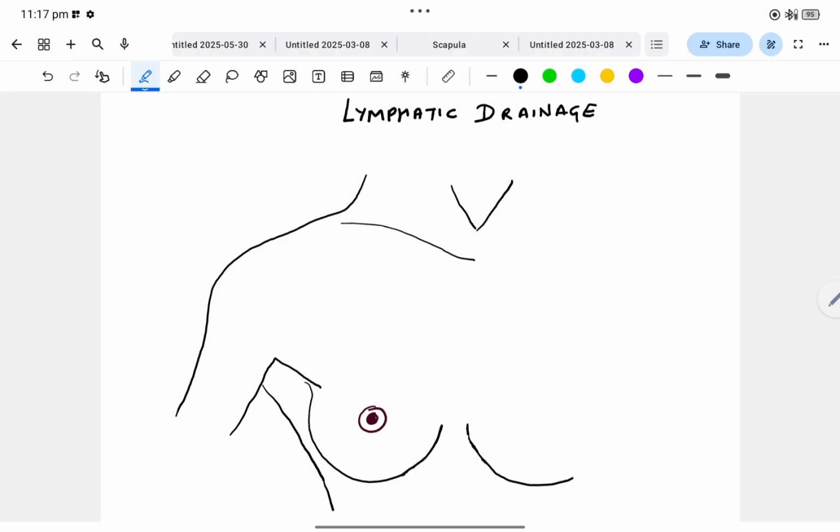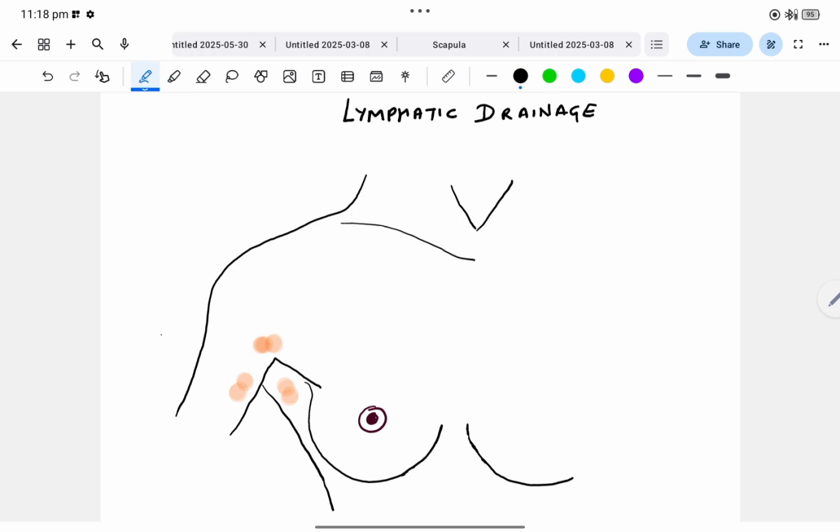Now we will see where the lymph nodes present around the breast are. So let's draw all the lymph nodes present. So this one is the central axillary lymph node. This one is the lateral axillary lymph node. This one is the posterior axillary lymph node. So these three groups of lymph nodes are known as axillary lymph nodes.